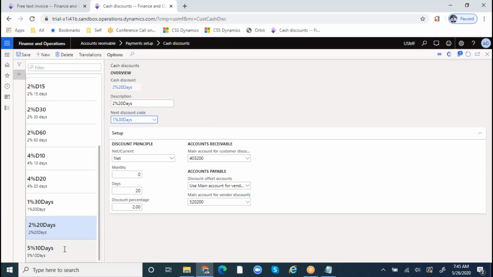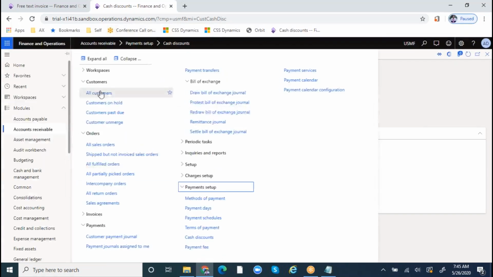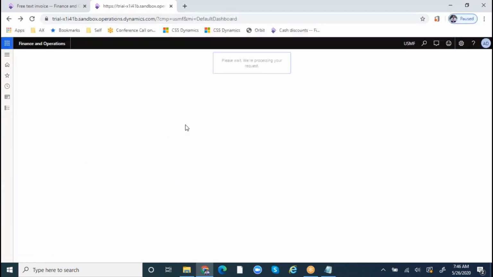Understood? Look at this one. For this one, I tagged this. Yes. And for this one, I tagged to this one. Now I will do one transaction by mapping 5% 10 days, and we'll see. Let me map this discount to one customer.